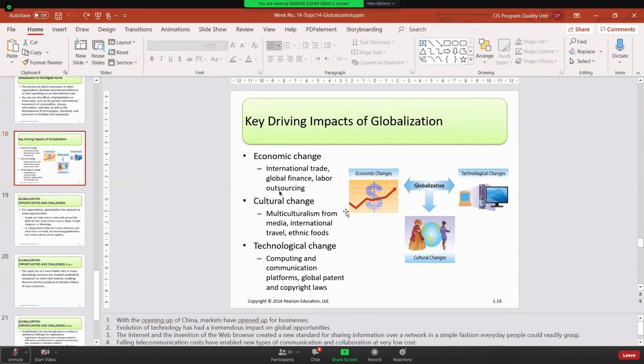Technological change, as we discussed: computing and communication are very easy nowadays. We have the global patent and copyright laws available. So these are the key driving impacts of globalization.